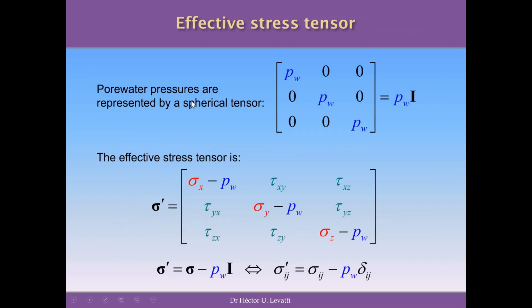And in here, as an example of a spherical tensor, we can mention the pore water pressure. You know that the pore water pressure is a stress, but this is the same in every direction, and this is the reason why we use a spherical tensor to represent the pore water pressure. And the pore water pressure can be represented as a scalar, the pressure itself, multiplied by the identity tensor I, and we have as a result the spherical tensor you can see on the screen.